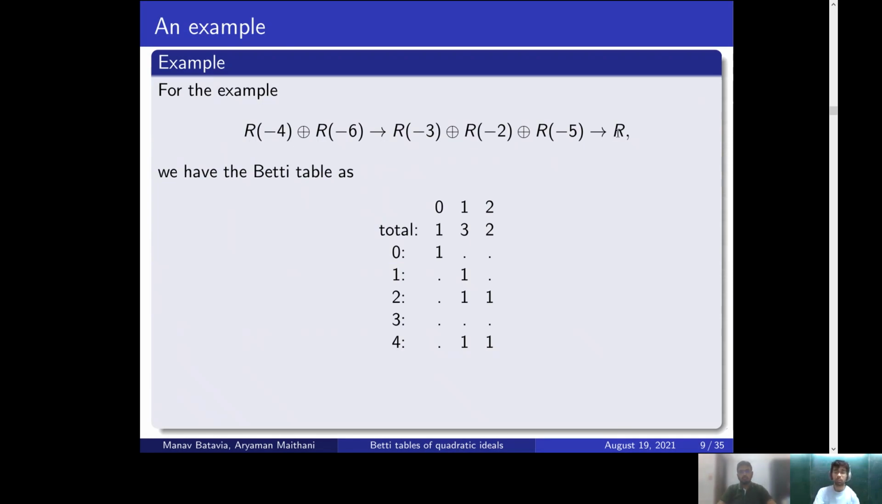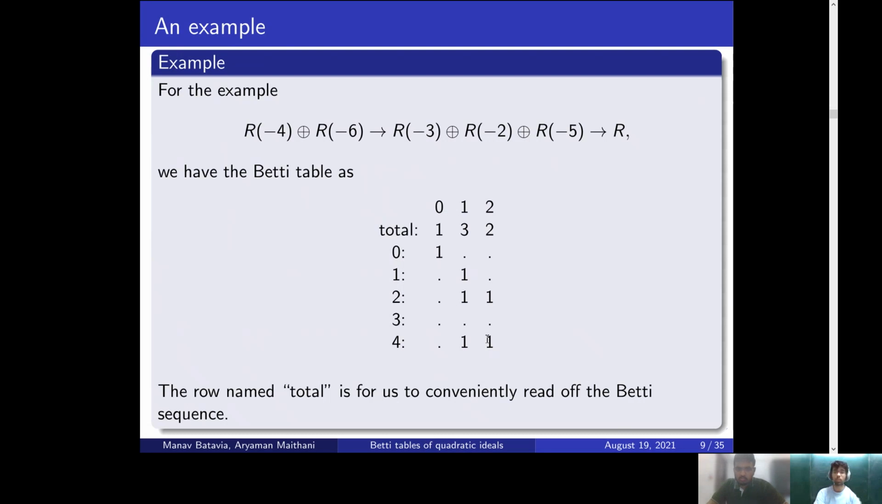As an example, we had this earlier. So what we see is this. We have one here, which is this one here. Then we have R(-3), R(-2), and R(-5), so those are the -2nd, -3rd, and -5th entries. And similarly for R(-4) and R(-6). And whenever there is a 0, for example, no R(-4) over here, we just put a dot. And this row on top is giving us the Betti sequence, which will be the sum of all the entries in that column.